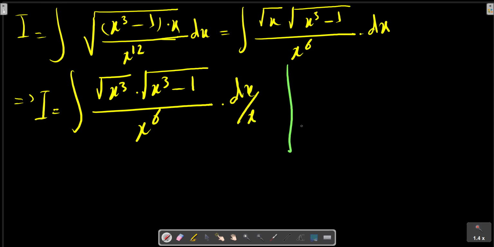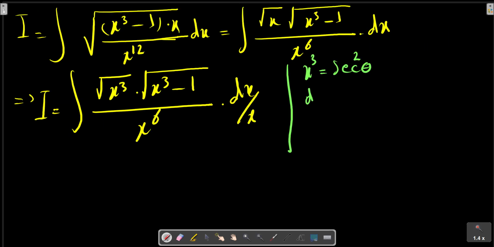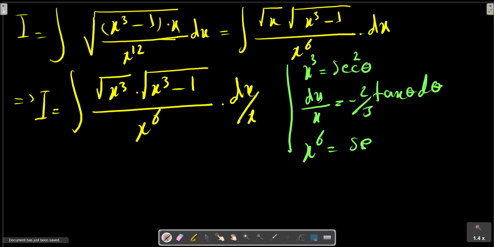We obtained this result. x³, we choose this assumption, secant²θ. We obtained this result, 3 dx on x equals minus 2 on 3 tangent θ dθ, and as a result x⁶ secant⁴θ.